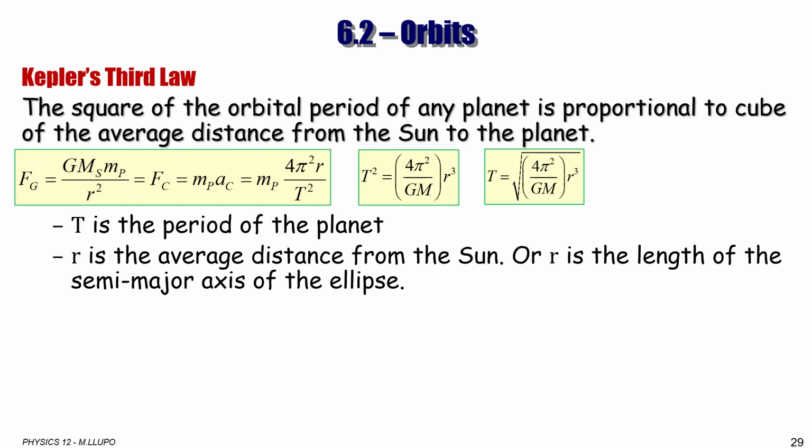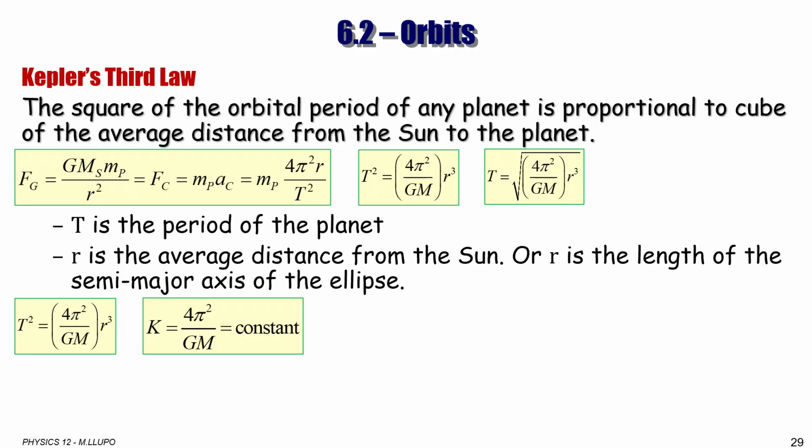Now, as you know, T is the period of the planet and r is the distance from the planet to the Sun, or the length of the semi-major axis of the ellipse. Now, look at the formula itself. The portion 4π² over GM is constant. Everything there is constant for our solar system.